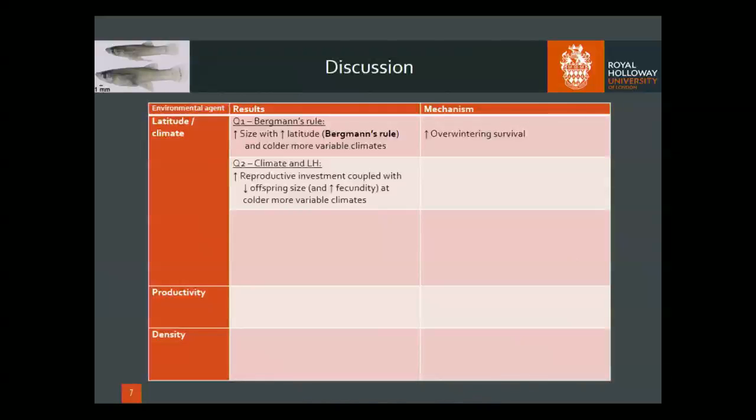Then with respect to climate in general and life histories, some of this I've shown, some other things I haven't. Reproductive investment is increasing and offspring size is decreasing, and we have a little bit of a tendency for fecundity to also increase as you go into higher latitudes and into colder, more variable climates. And we assume again that this is due to mortality. So probably what happens is that in these more northern populations, climate sometimes changes quite erratically, even through the winter, summer and spring.